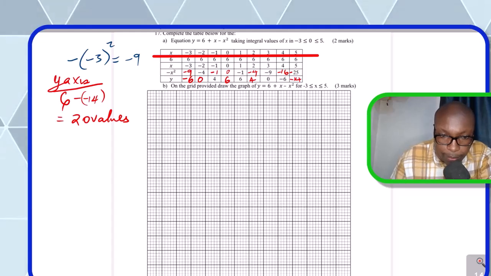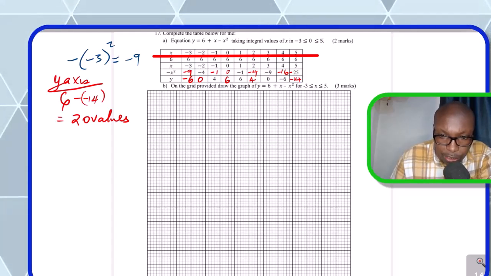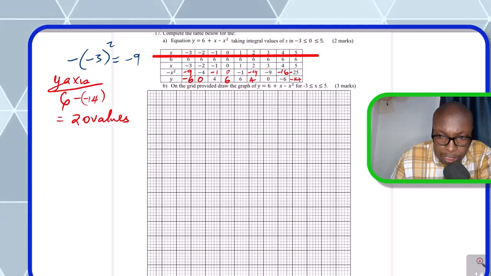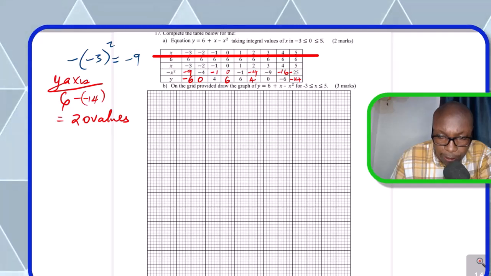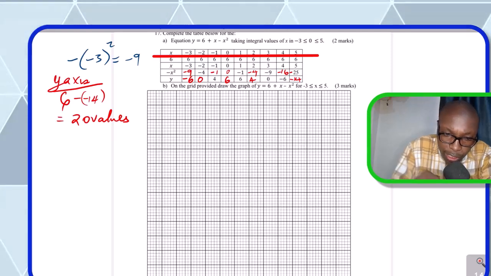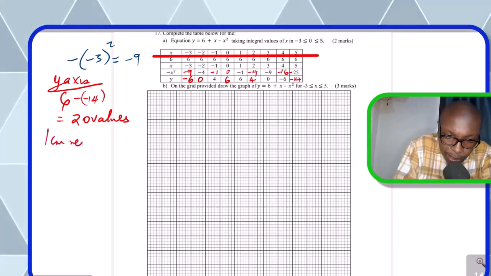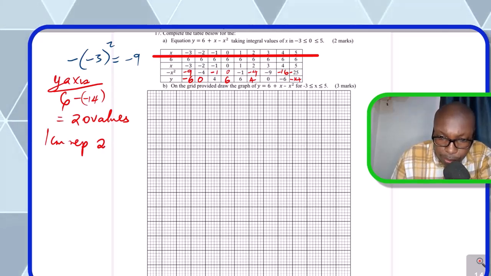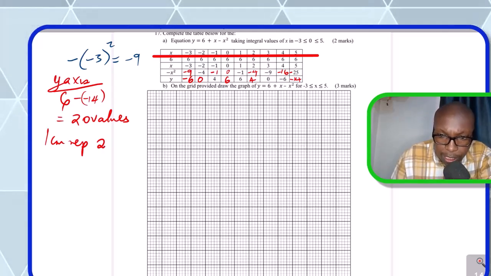For the y-axis, the smallest value is -14 and the largest is 6. So you need more space on the negative side of the y-axis, and to accommodate 20 values, you need to use a scale of 1 centimeter to represent 2 units. 2 units will be okay. So with that in mind, we can draw the axis.